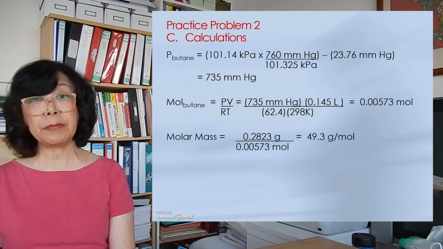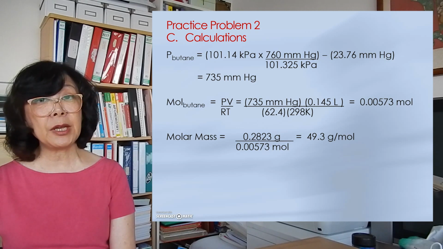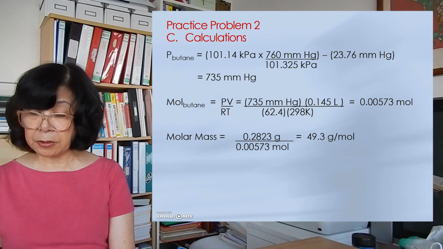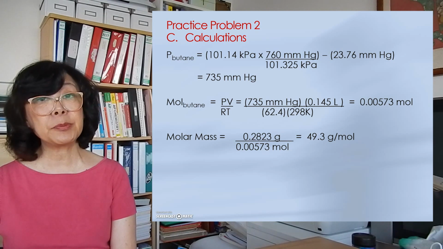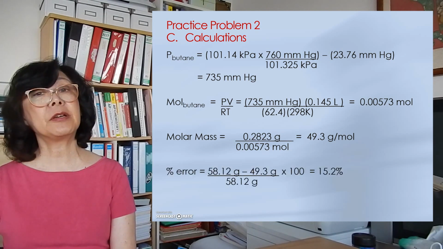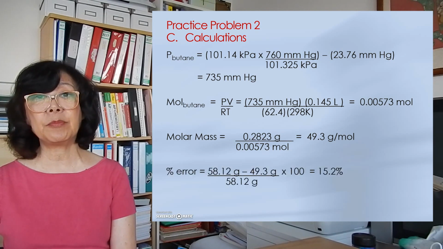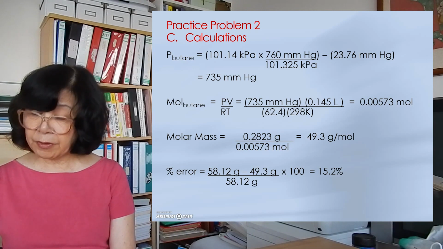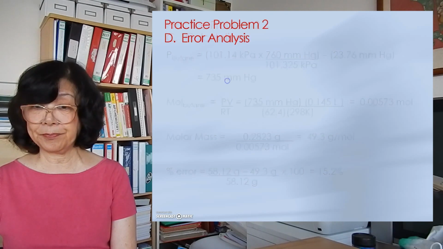Now we determine the molar mass. We take the mass of the butane released divided by the moles. We have 49.3 grams per mole. And now we compare it to the theoretical value of 58.12 grams per mole, and we have a 15.2% error.